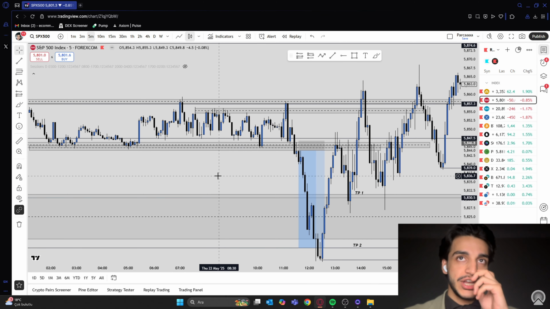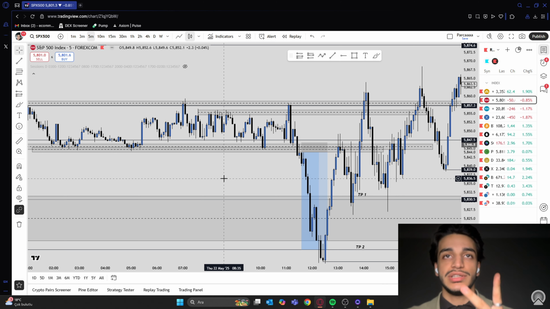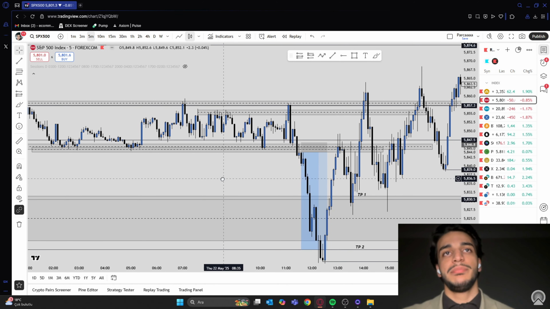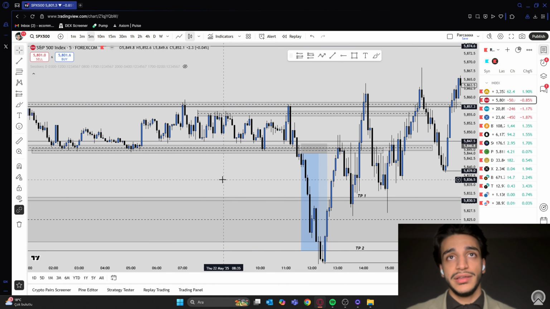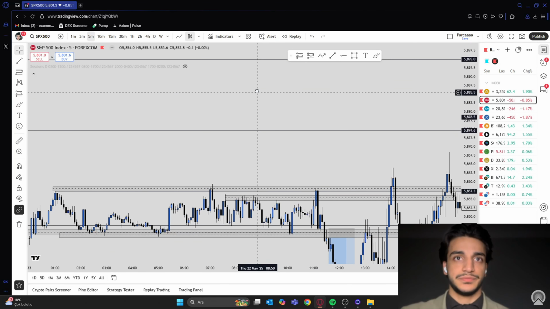Hello guys, today I just made $350 by using only these two very easy steps: trend lines, I mean support and resistance, and break of structure. So what's support and resistance?